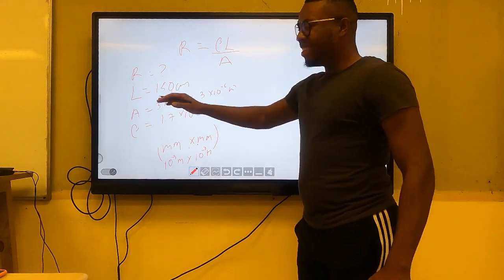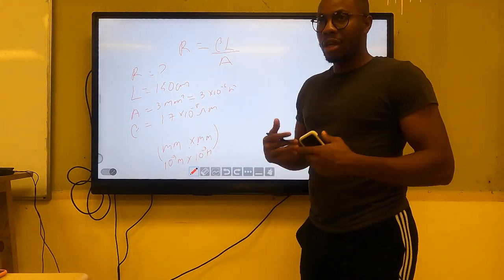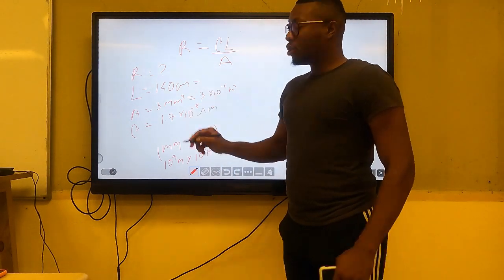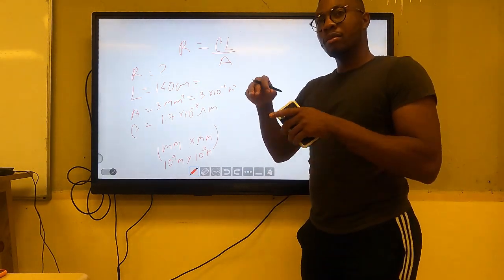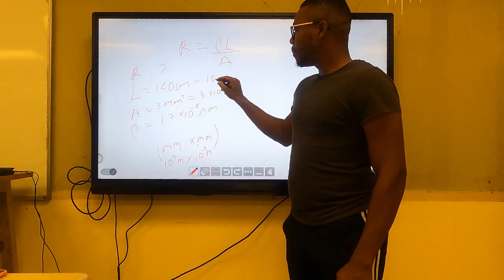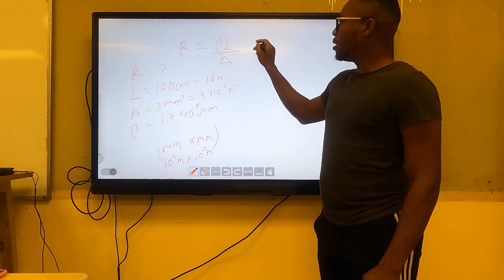Now, as it pertains to the length, it's in centimeters, so we need to convert that to meters. We could simply divide by 100 because 100 centimeters equal 1 meter. Also, because centi means times 10 to the minus 2, we could have said 150 times 10 to the minus 2 meters. And that translates back to 1.5 meters. So let's notate that information and plug it into our formula to find the resistance.